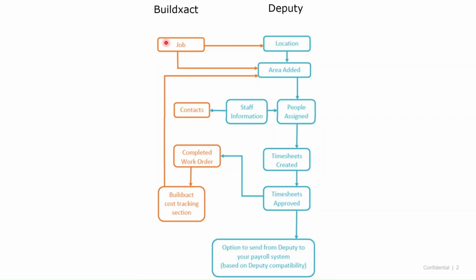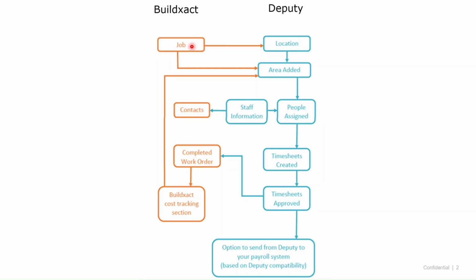So step one is the process starts when a job is created in Buildxact. Inside that job, there'll be cost categories. And when those things happen, when the job is created and those things are set up, you will have the option to push that stuff into Deputy. The reason I phrase it as the option is my preference is to say, hey, Buildxact, push this stuff into Deputy, and it creates it for you. However, if you prefer, you can create these things in Deputy and then map them back to Buildxact.